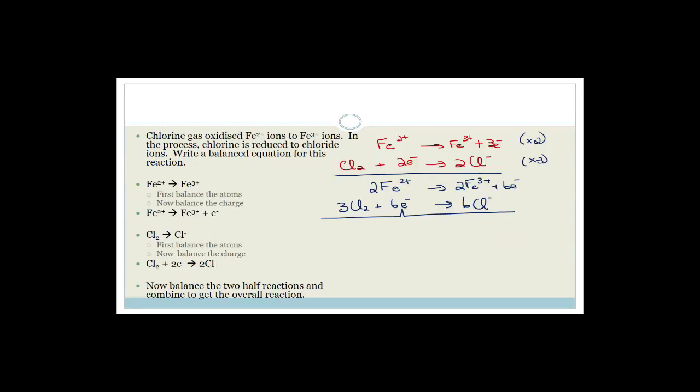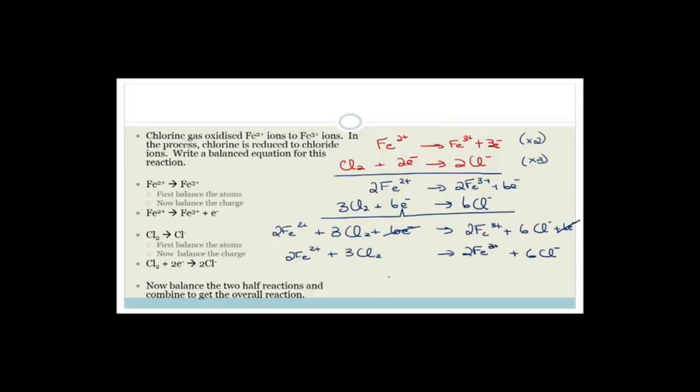So now, if we write this out, and I'm going to do it very slowly, let's write everything on the left-hand side. So we've got 2Fe2 plus, plus 3Cl2, plus 6 electrons, goes to 2Fe3 plus, plus 6Cl minus, plus 6 electrons. Do you see we've got 6 electrons on this side and 6 electrons on this side, so they can cancel. And what are we left with? We're left with 2Fe2 plus, plus 3Cl2 goes to 2Fe3 plus, plus 6Cl minus. And just check it.